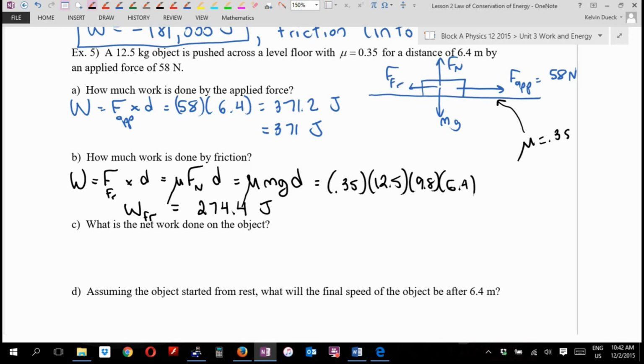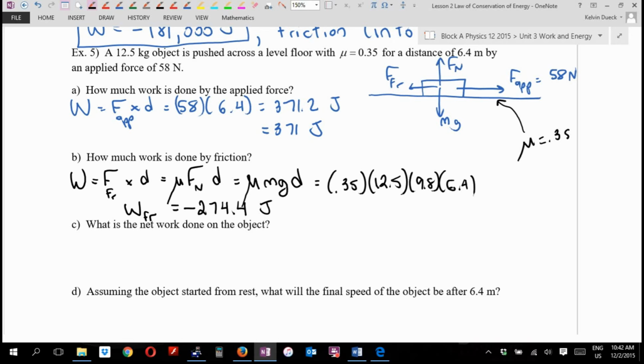Everybody point your right hand out. That's which way in my picture the object is moving. Which way is friction pointing? Are they in the same direction? Are they in opposite directions? We looked at that. What should I do here? Negative. When you said heat, you're on the right track. We lost that much energy. Even though we did 371 joules worth of work, 274 joules went into heating up the floor, not speeding up the object. Friction and the distance are in opposite directions. Friction did negative work. Friction removed energy from the object.